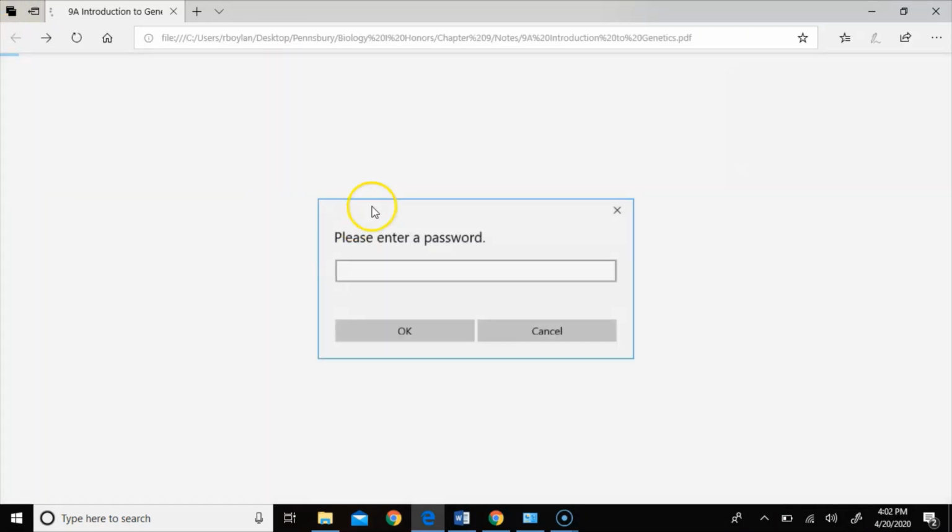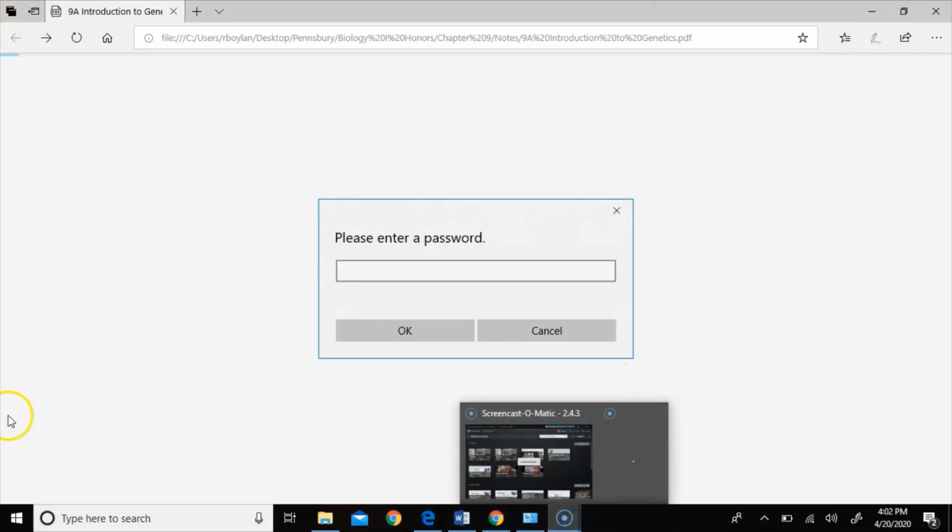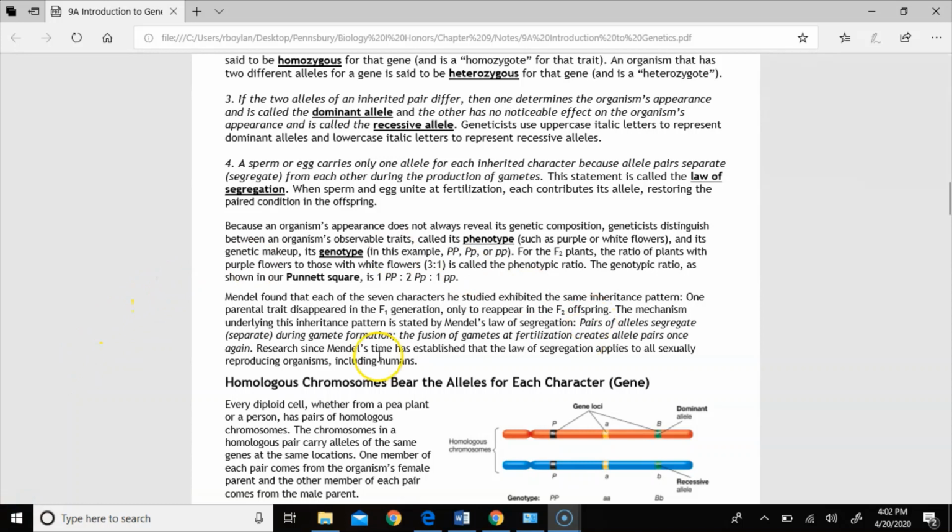Whoops, let's click the word. It told me access denied. I don't know what's going on here. All right, give me 1 second. Okay, sorry about that. I don't know what happened there.